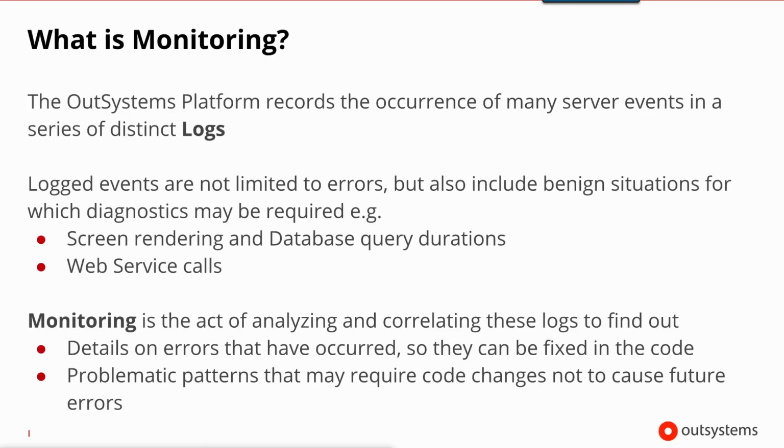Let's talk now a little bit about monitoring. The OutSystems platform provides a complete set of logs that record all sorts of occurrences that happen at runtime. Now, logged events are not limited just to errors, but also can include normal situations for which the diagnostics might be interesting. Say, for example, the duration of screen calls or the duration of web service calls. Monitoring is the act of analyzing and correlating these logs to find out either errors that have occurred or patterns, maybe performance patterns, that might need a change in the code for optimal execution.